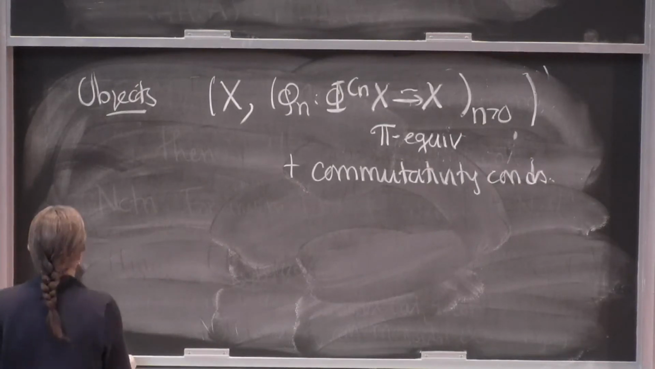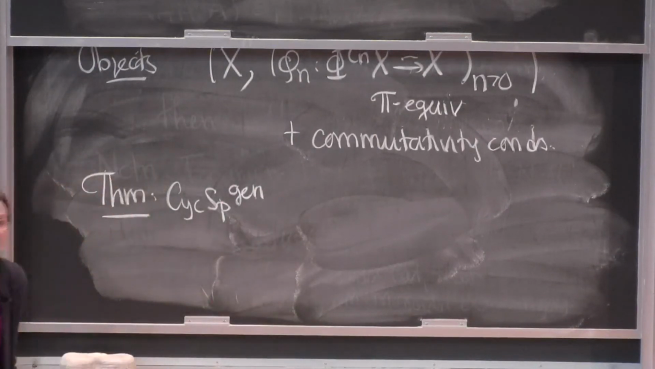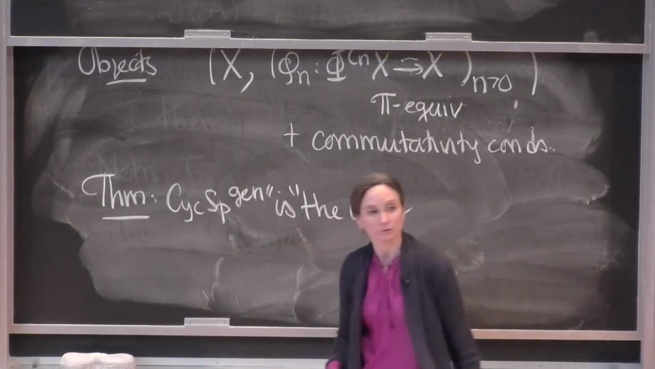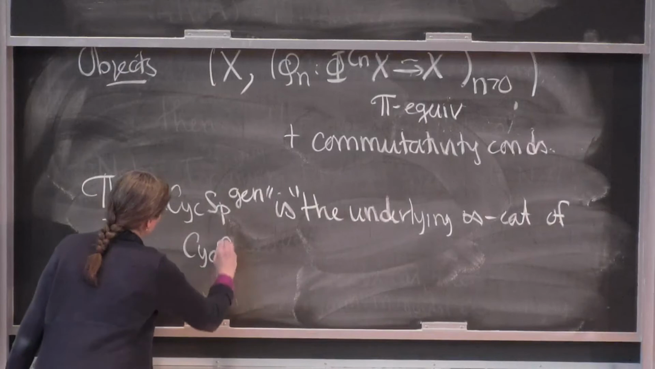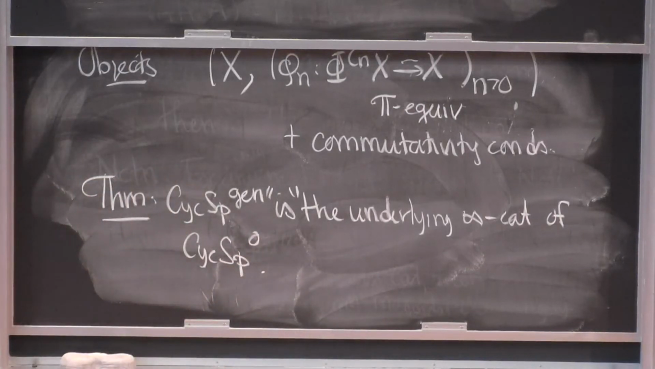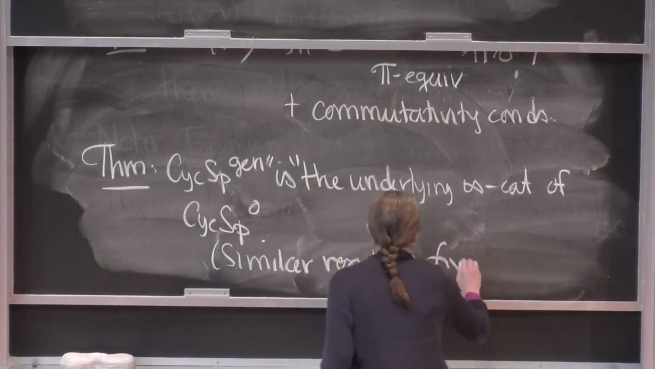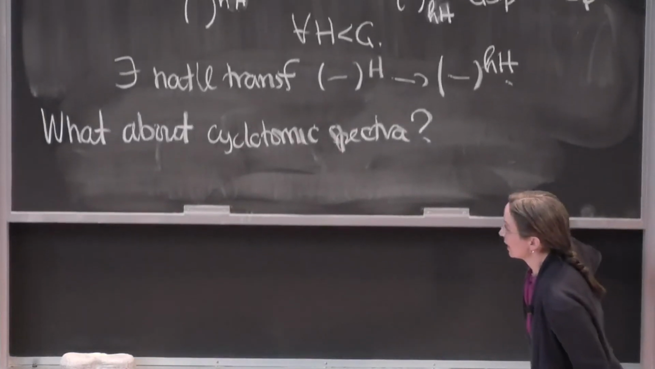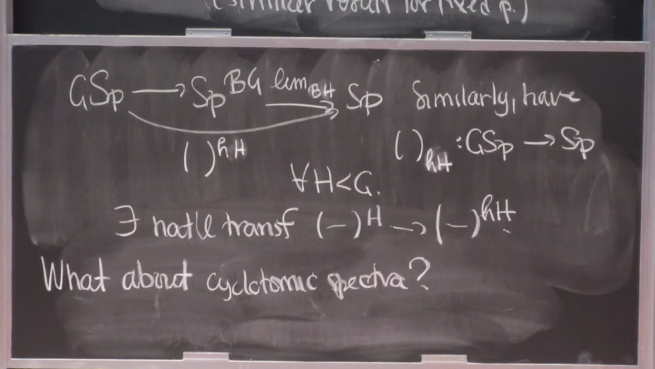Okay. Then it turns out that this category really is equivalent to the underlying infinity category of cyclotomic spectra. This is proved by Nikolaus and Scholze. And there's a similar result for a fixed p. So we have a way of understanding this category now. But we'd like to avoid these somewhat messy commutativity conditions, and that's going to be the second approach to thinking about an infinity category of cyclotomic spectra.